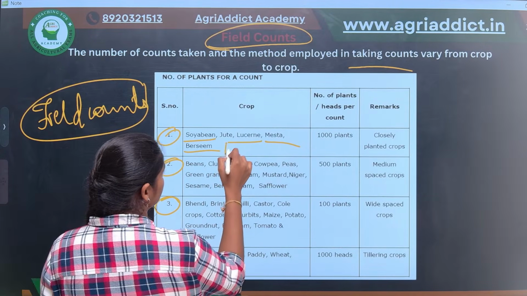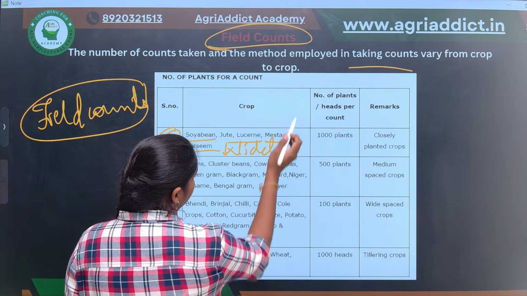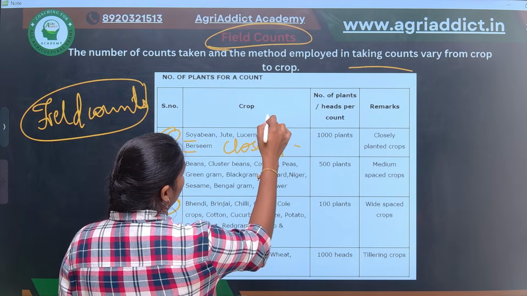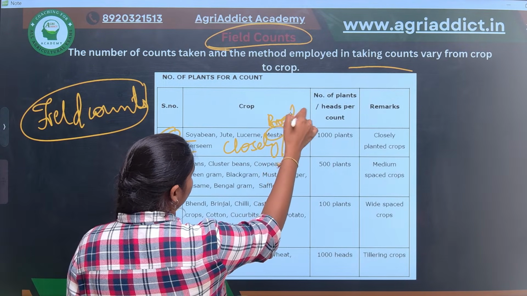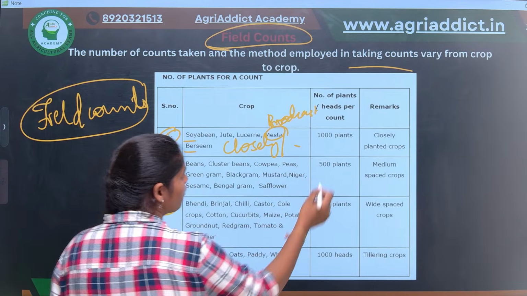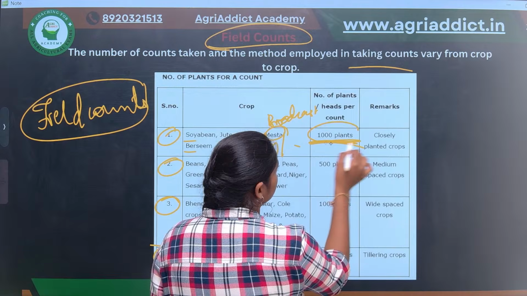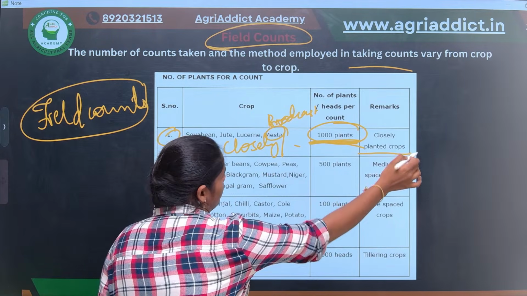By saying, you just come to know it is closely spaced, right? Or we also go for broadcasting. For such, we have to choose at least 1,000 plants. We have to inspect 1,000 plants. They are closely planted one.